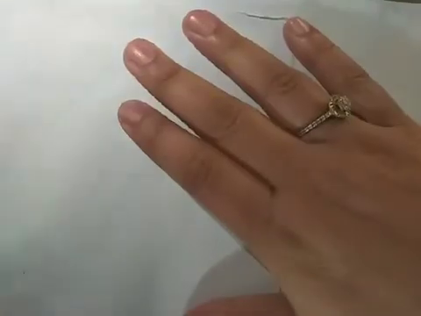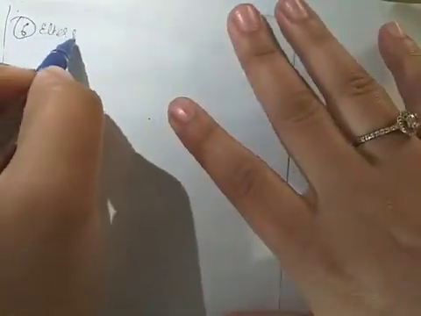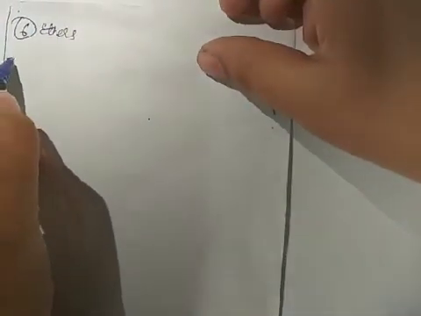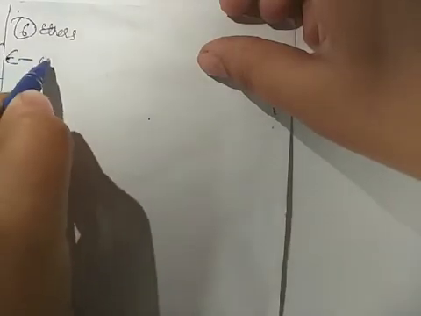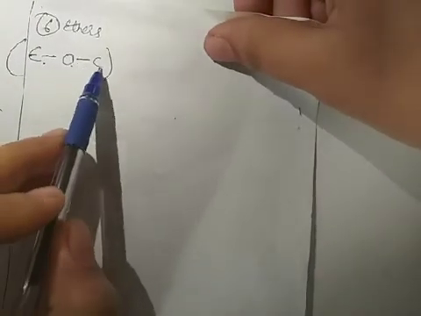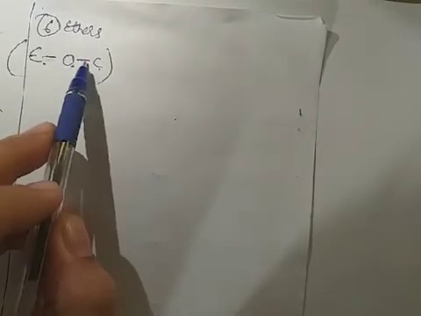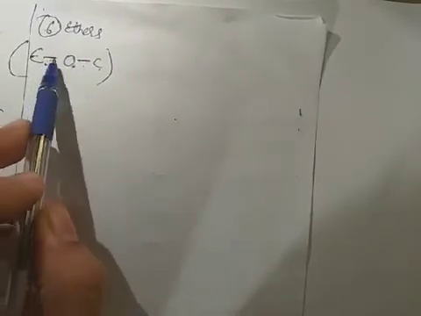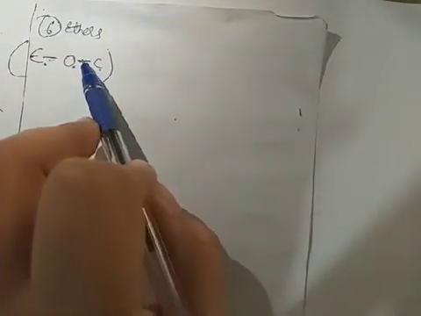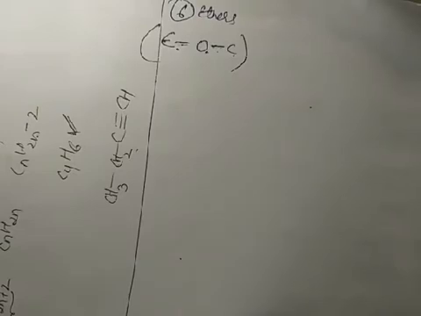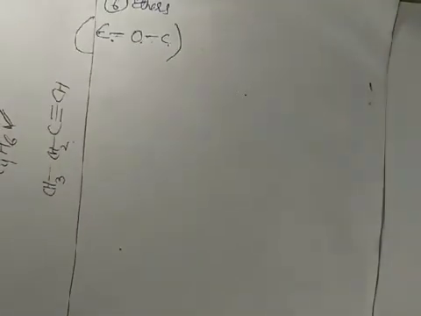Now last is number 6, ethers. What are ethers? Where there is carbon, single bond oxygen, single bond carbon. That means there must be oxygen in between two carbons, bonded singly with a single bond. Also remember that for ethers we will always use prefix, and no suffix will be used in case of ethers.